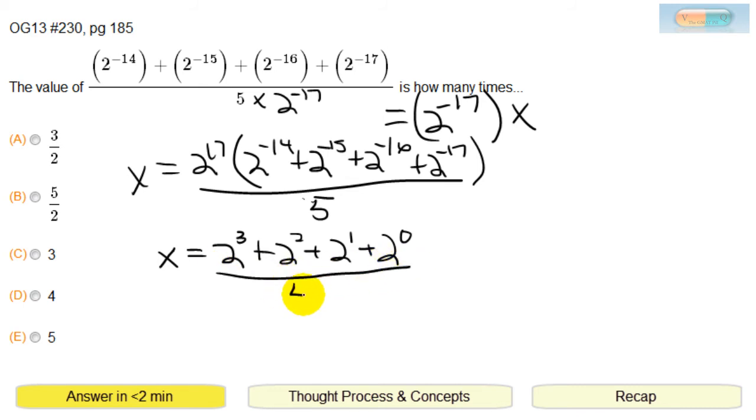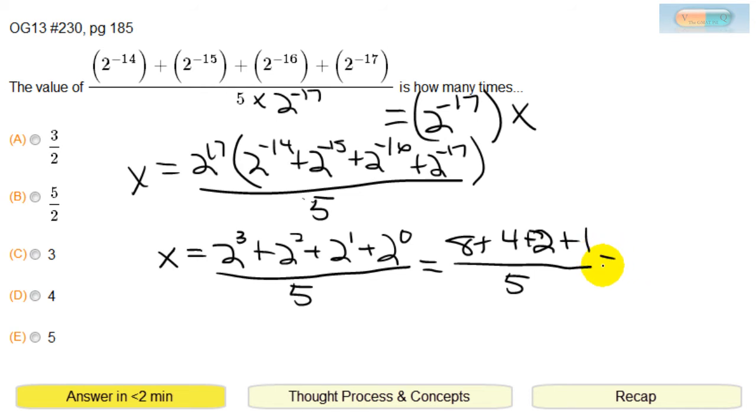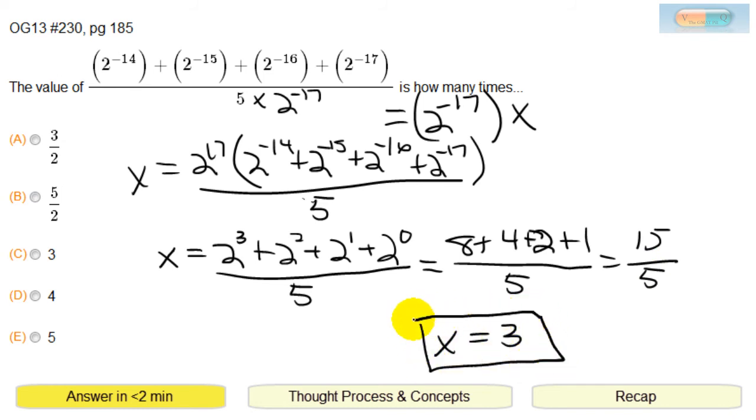That, of course, is divided by 5. And so that's basically 8 plus 4 plus 2 plus 1. And that's 15 over 5. X equals 3. So x equals 3 is what we're looking for, and that is answer choice C.